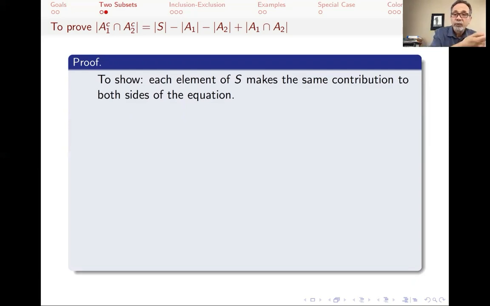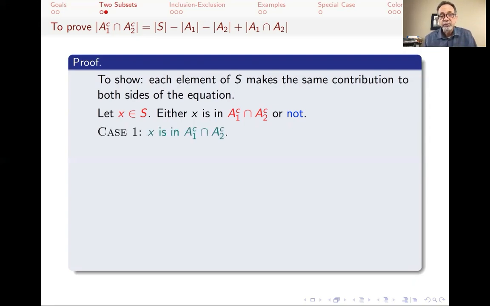If they're counted once in the left side, they're going to be counted once in the right side. If they're counted 10 times in the left side, they're counted 10 times in the right side. If the two counts are the same for every element, then we know that the two sides are going to be equal to each other. We start with an element in S, and we say that it's either in A1 complement intersection A2 complement or it's not. If it is, then let's see what its contribution would be.